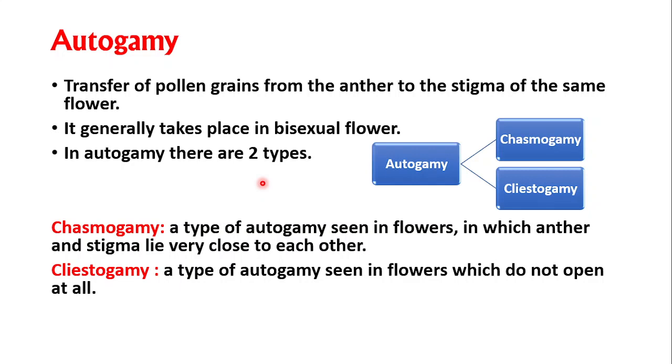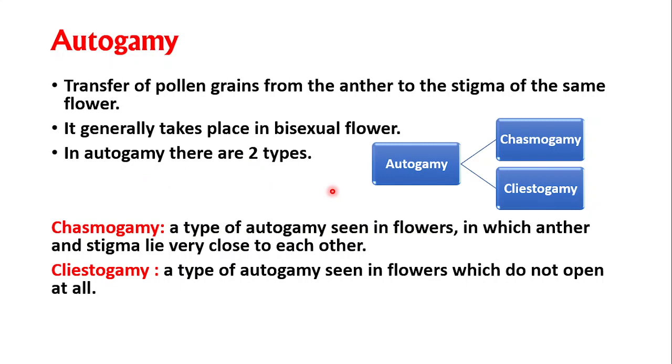Staminate flowers have only the male reproductive part, that is stamen, and if a flower has only the female reproductive part, it is called a pistillate flower. So autogamy is seen not in the staminate or pistillate flower, but in the bisexual flower, the flower which has both the male as well as female reproductive parts present in the same flower.